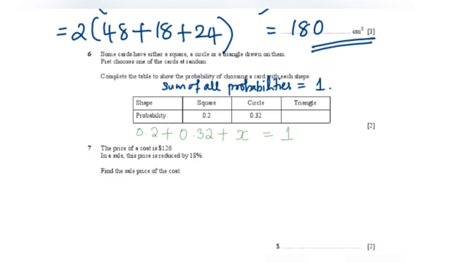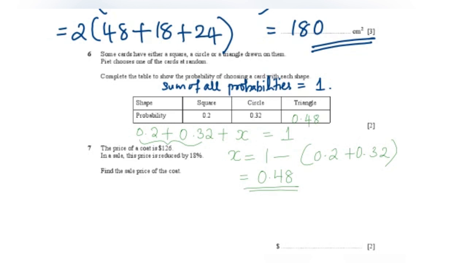Now let us solve this. So shifting these values to the right hand side, x is equal to 1 minus (0.2 plus 0.32). On calculating this, we get the value of x as 0.48. So the probability of getting a triangle is 0.48. Let's move to the next question.